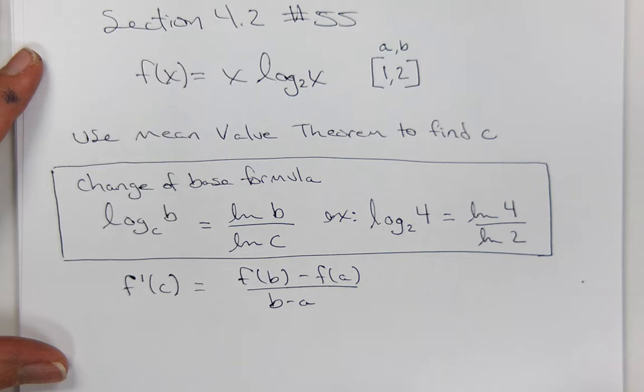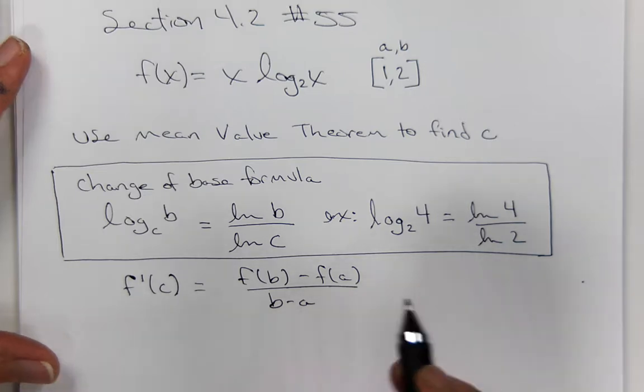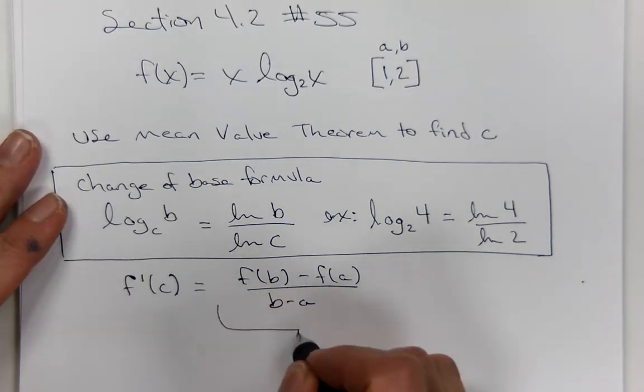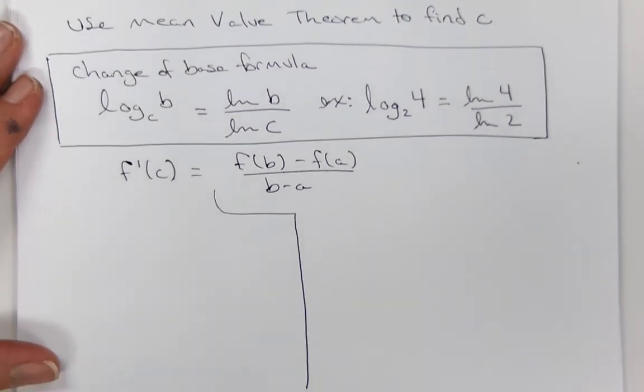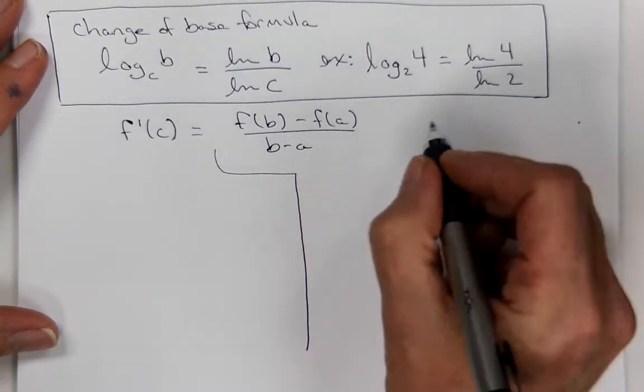So we'll work both sides of this formula. I'm going to do the left side separately, the right side separately, and then we're going to have to set them equal to each other. So let me just work on this side of the formula first. And so we need f of B and f of A.